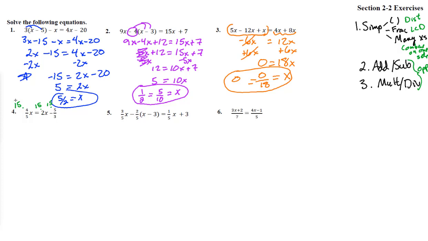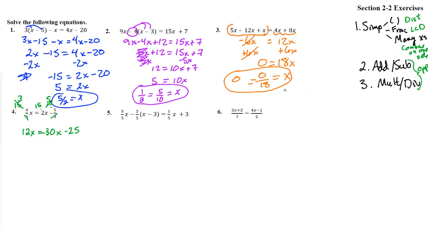Here, 15 times 4/5. It's going to leave a 3. 3 times 4 is 12. Okay. 15 times 2 is 30. And then 15, you can either take 15 times 5 is 75 divided by 3, or 15 divided by 3 is 5. 5 times 5 is 25.